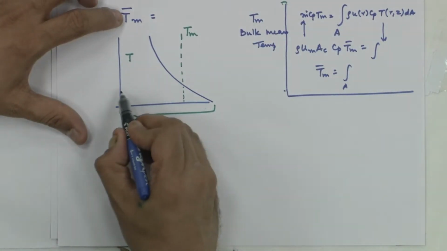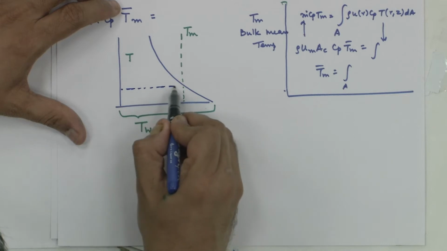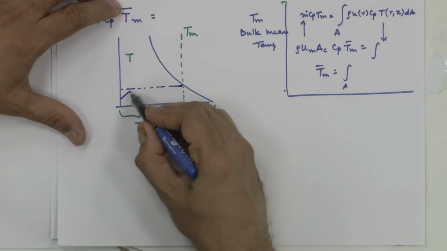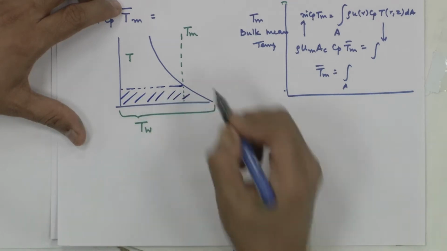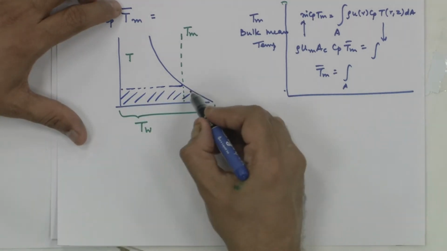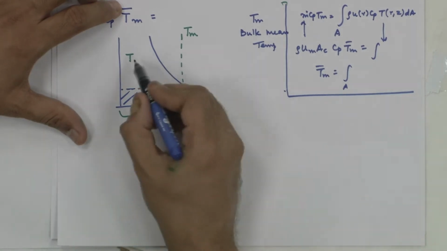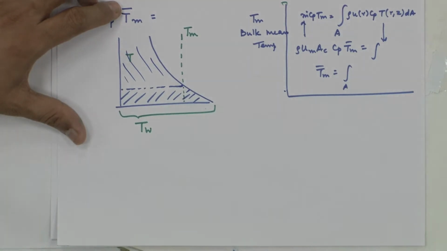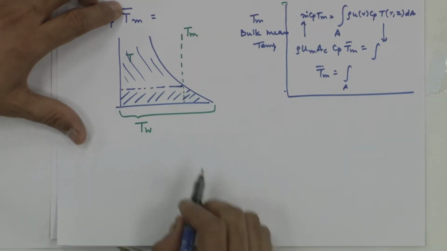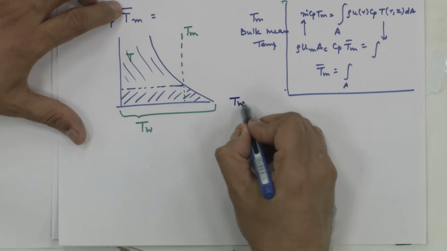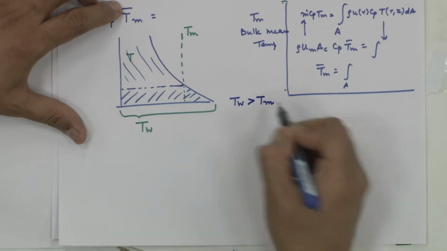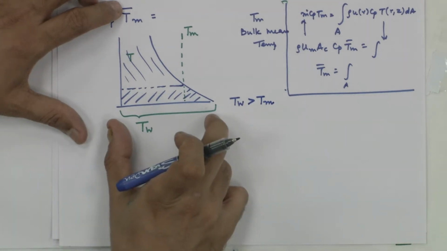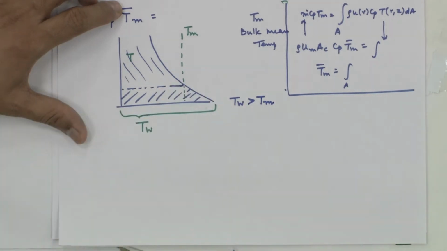I see a line which corresponds to T is equal to T bulk mean, and this portion of the fluid is going to be at a temperature greater than T bulk mean. This portion of the fluid is at a temperature lower than T bulk mean, right. So, the T wall is going to be greater than T bulk mean. Is that a fair statement? You can see this is going to be T bulk, T wall, T bulk mean is here.